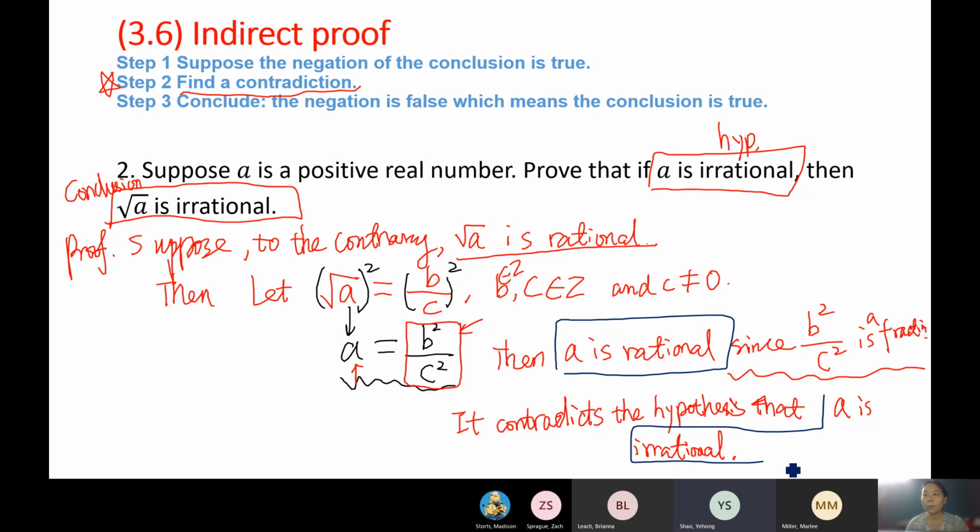So these two statements are contradictory to each other. Look, A is rational, A is irrational. It's impossible. When you have a number, it can only be one of those two cases. If it's rational, it cannot be irrational. If it's irrational, it cannot be rational, right? So the contradiction tells us our assumption is false. Okay, so you can go ahead and say, therefore, square root of A is irrational.